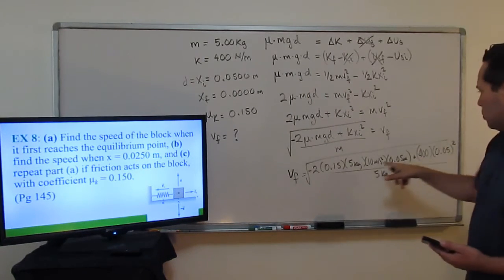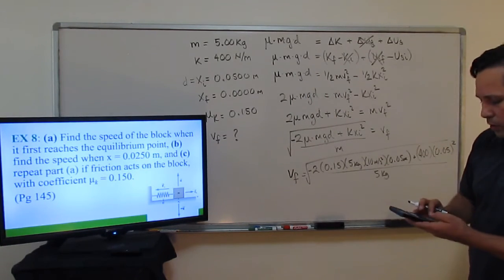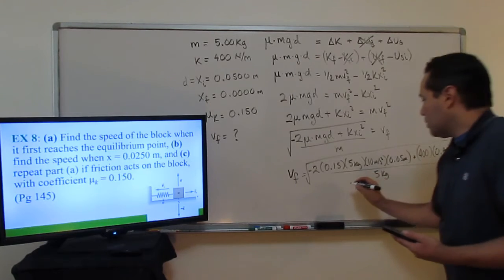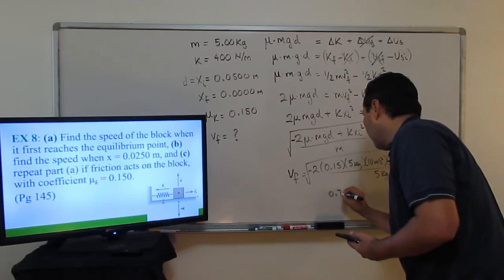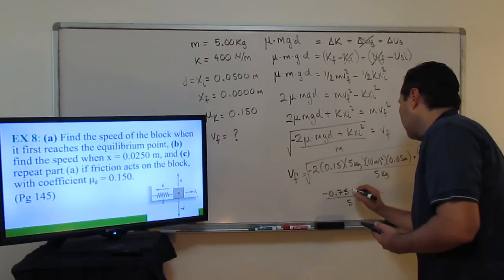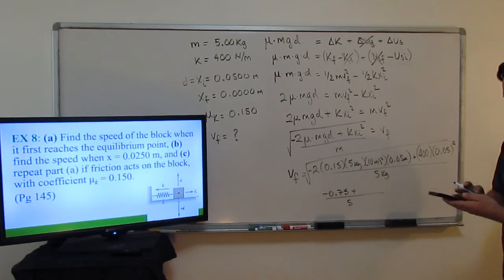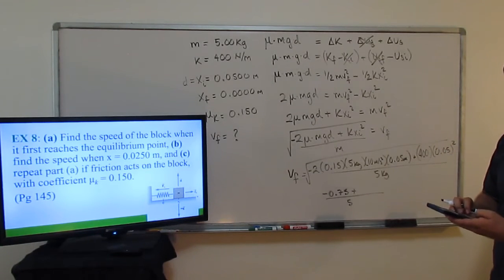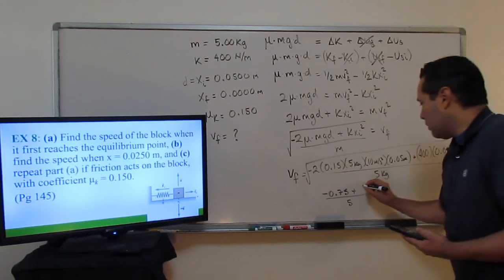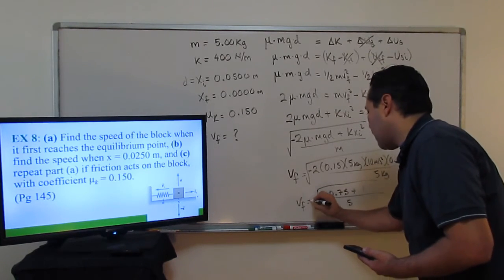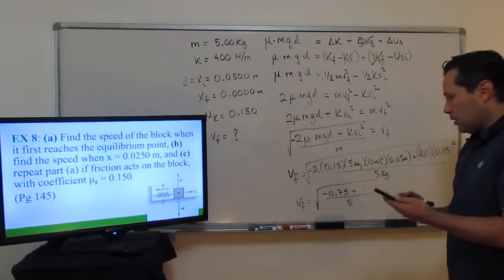Alright, I'm going to do these two parts separately, so I'm going to start with 2 times 0.15 times 5 times 10 times 0.05. It's going to give me 0.75, negative on this side, plus, let's see, 0.05 squared times 400. It's going to give me 1, and all of this is going to be square rooted, and that's going to be our velocity final. Alright, so let's plug it into the calculator.